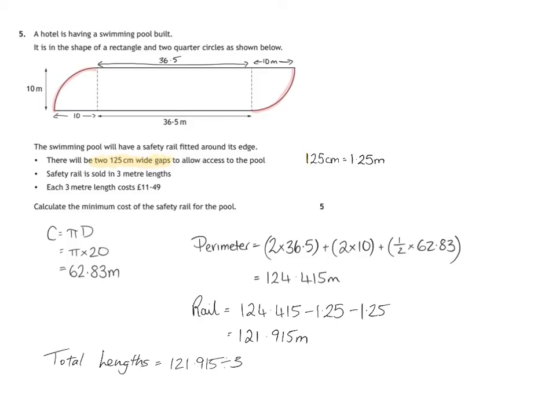we get 40.638. You can't buy 0.638 of a length, so we need to buy 41. So our cost is going to be 41 times my £11.49, which is £471.09.